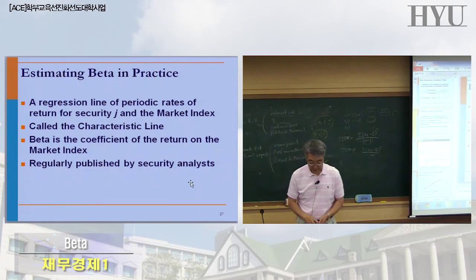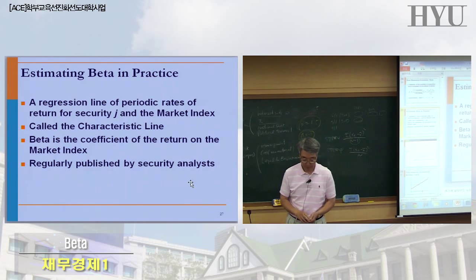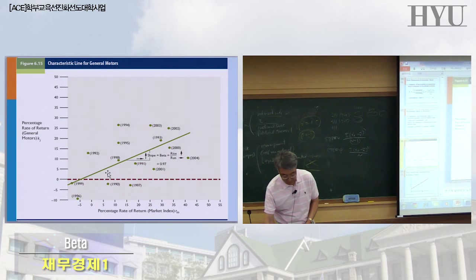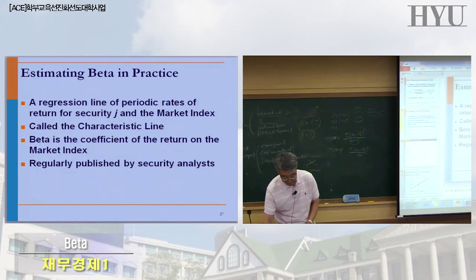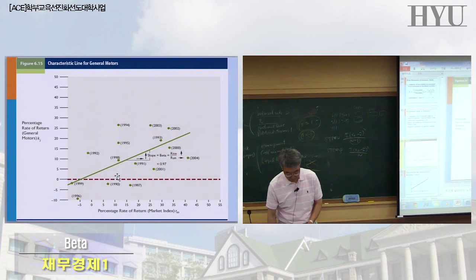All right. So here's some summary. Regression line of a stock's return on the market index, right? So beta is estimated by obtaining the regression line, and that line is also called a characteristic line. So this regression line here, in this situation where you are using two returns, can be called the characteristic line. And beta is the coefficient of the return on the market index, and it is regularly published by security analysts.